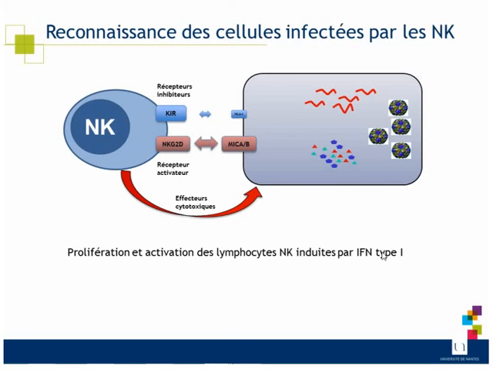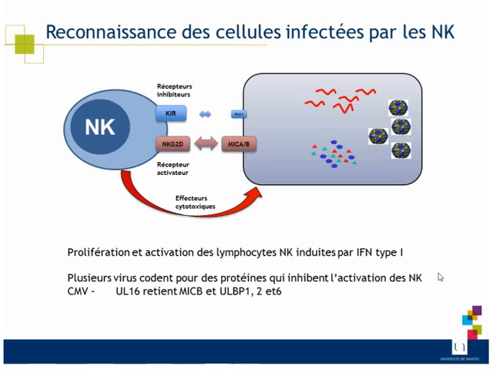Also there's a link here between the interferon response. So NK cells are going to become more active and start to proliferate in response to interferon. Now viruses don't like their infected cells to be killed. So many viruses express proteins that are going to inhibit the activation of NK cells. So cytomegalovirus, it's a herpes virus. This has got proteins that are going to inhibit the expression of MIC-A and MIC-B on the surface of the infected cell, and that's going to stop NK cells from killing cells infected by CMV.